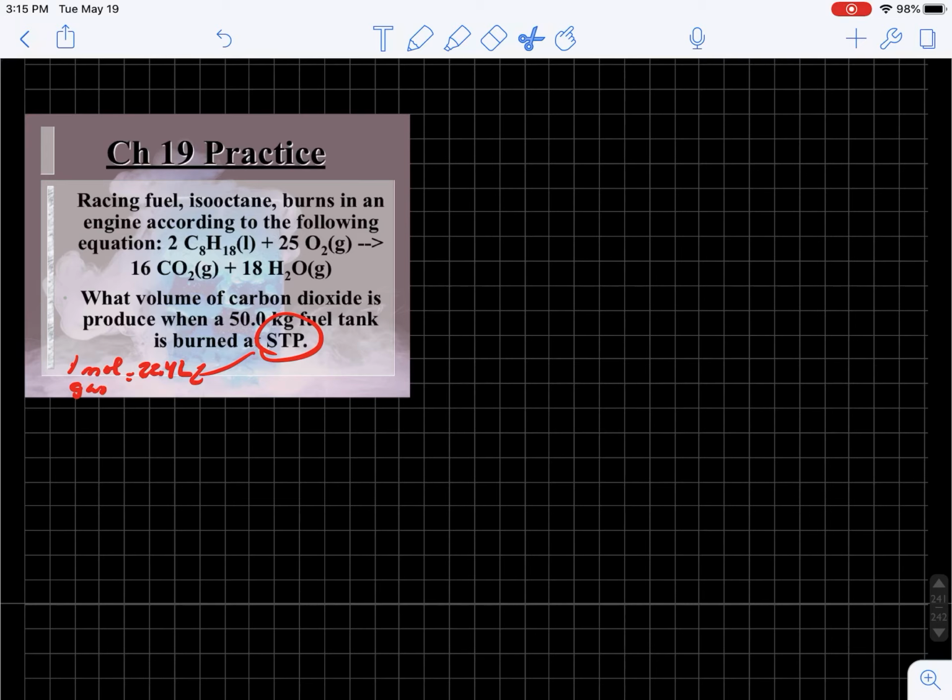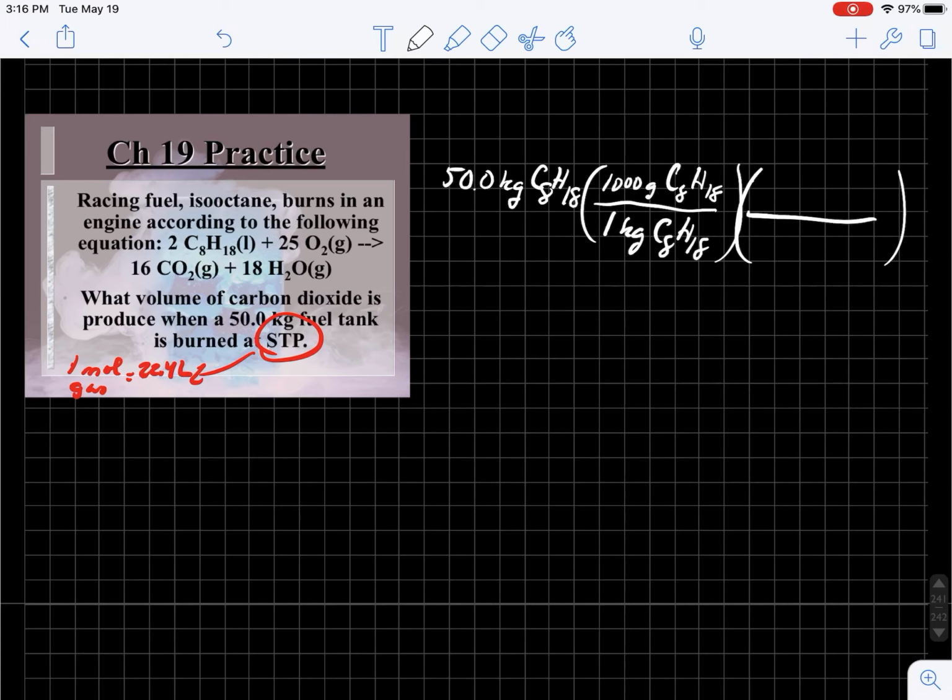Okay. So let's start with what they give us. Oh, I'm sorry. Yeah, pause the video, try the problem. I'll wait. Hey, you're back. Let's start with what they give me, which is 50 kilograms of the isooctane. And I'm going to multiply that and convert it to get grams, since I need moles, and the periodic table is set up for grams per mole.